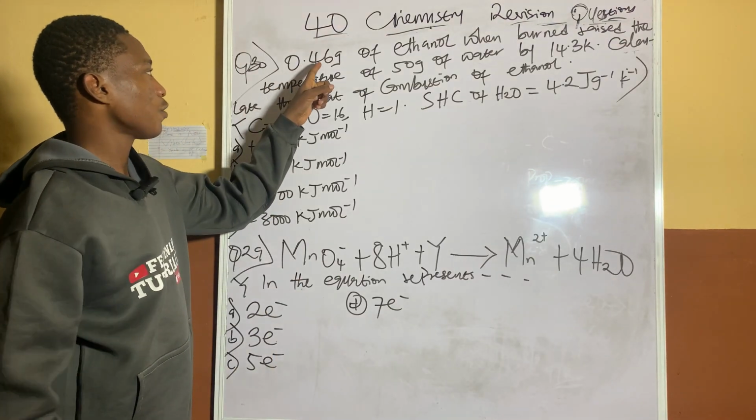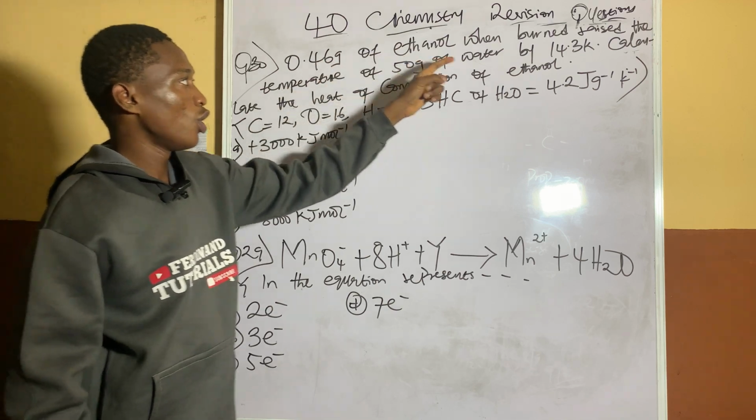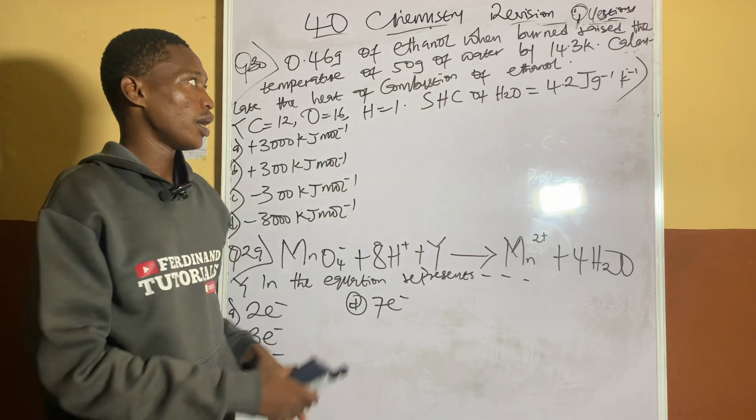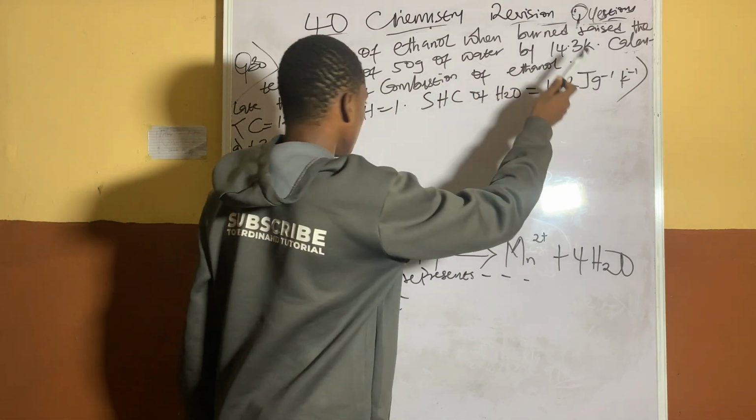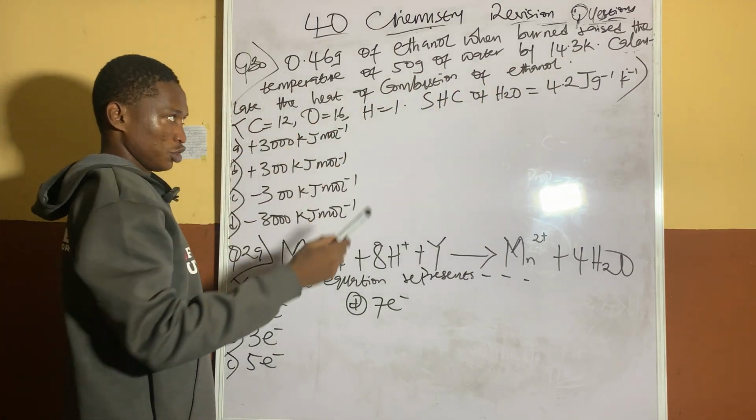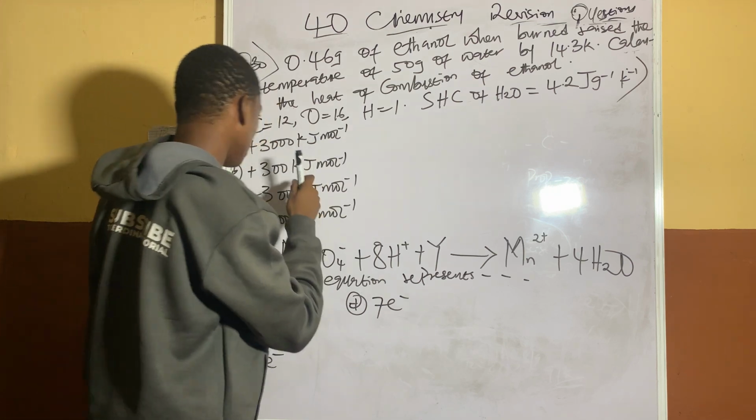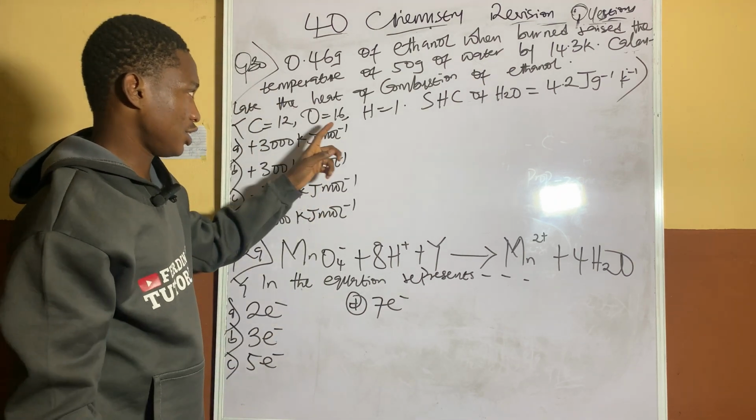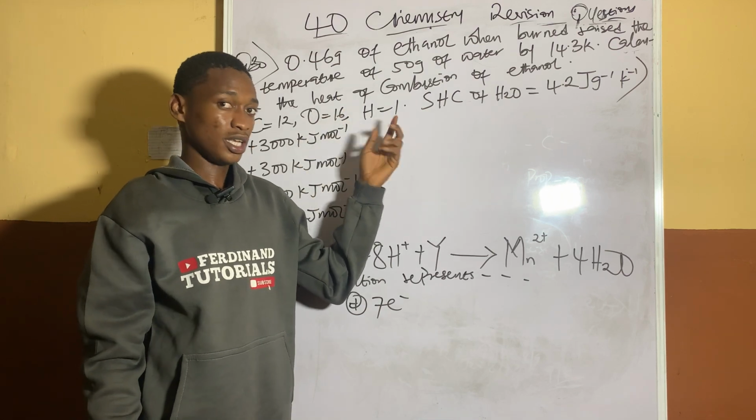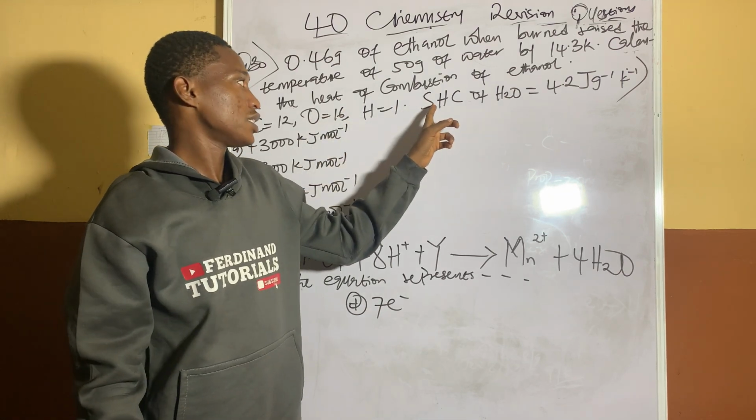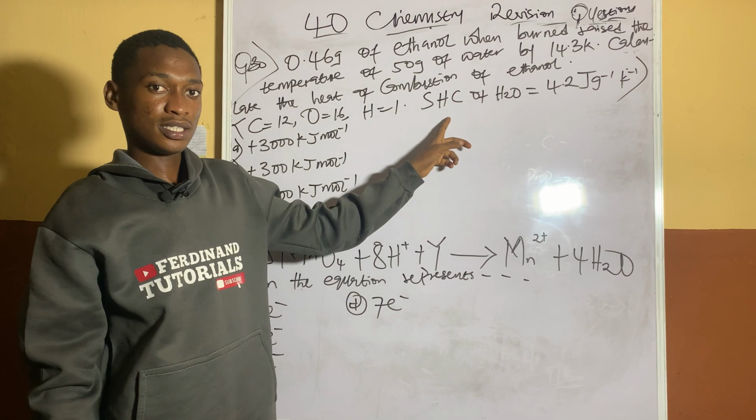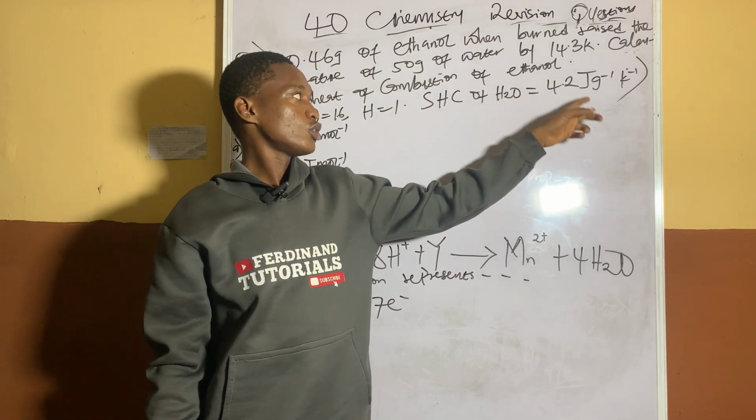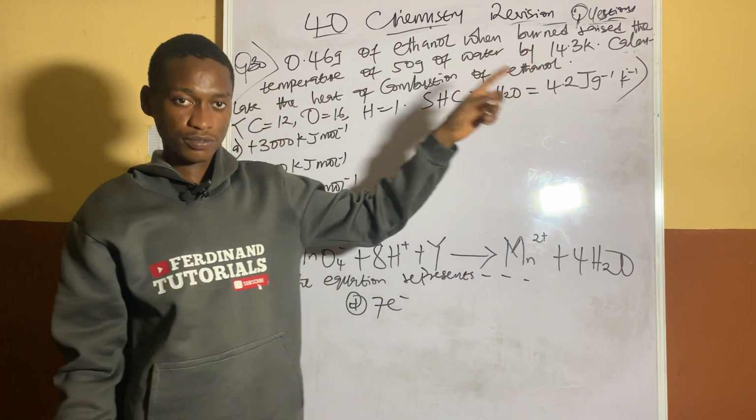Let's look at question 30. It says 0.46 grams of ethanol when burned raised the temperature of 50 grams of water by 14.3 Kelvin. Calculate the heat of combustion of ethanol. Now they give us in brackets carbon equals 12, oxygen equals 16, hydrogen equals 1. They're talking about molar masses. And then they say specific heat capacity of water equals 4.2 joule per gram per Kelvin.